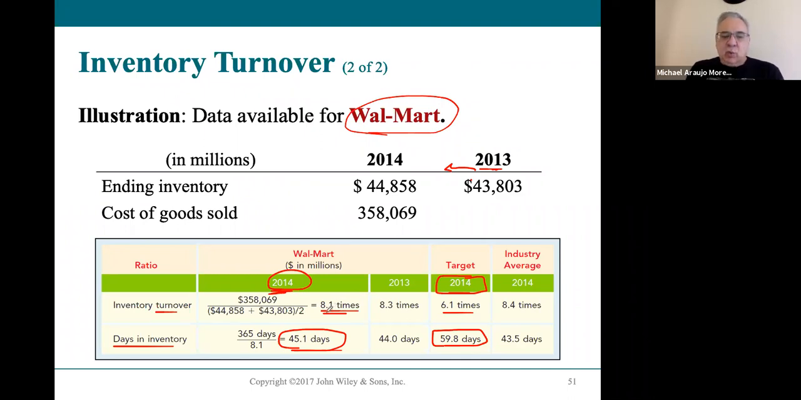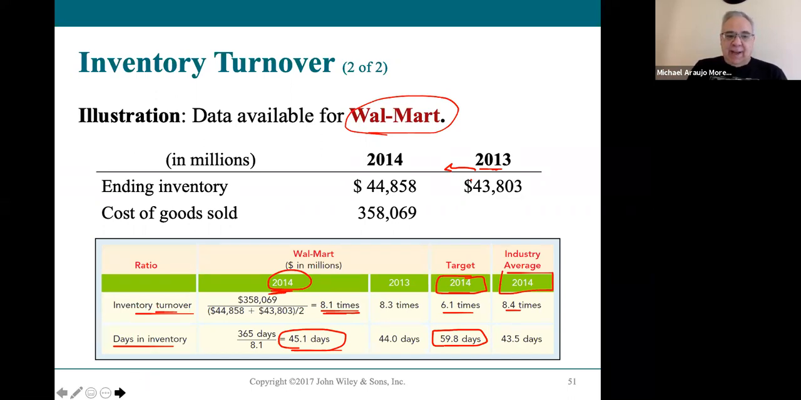Clearly, you want to have as high an inventory turnover as possible, because you're selling goods. And if you're selling goods, you're making profits. The industry as a whole is reflected more toward the Walmart numbers. The large department stores are very good at selling inventory. They clear these things out pretty quickly.